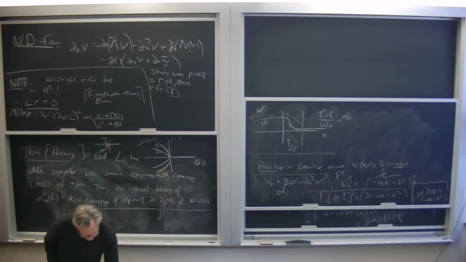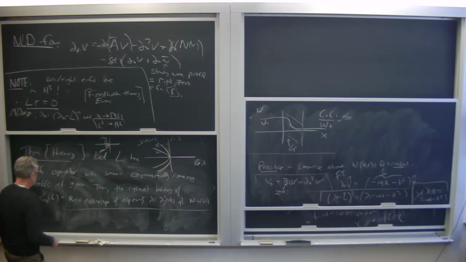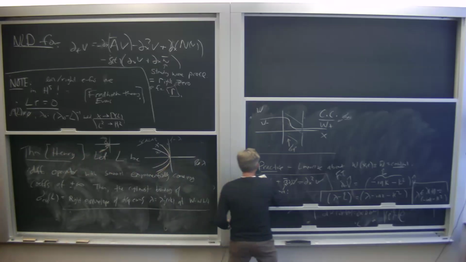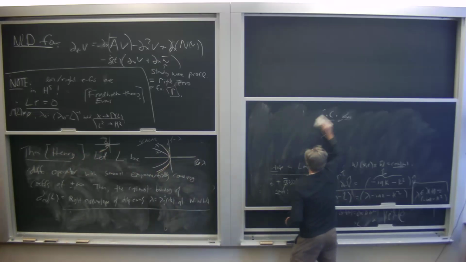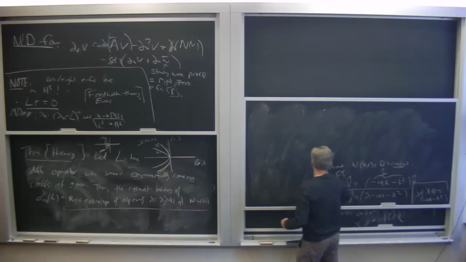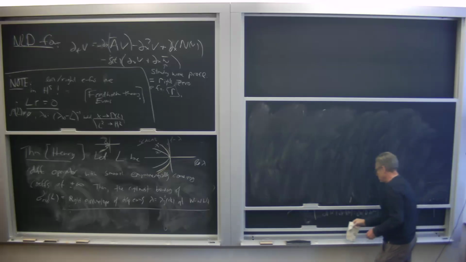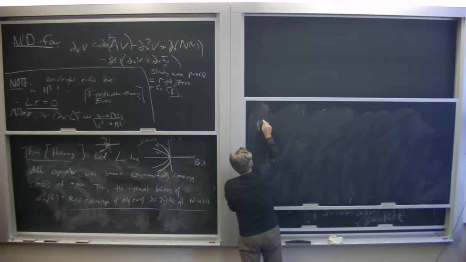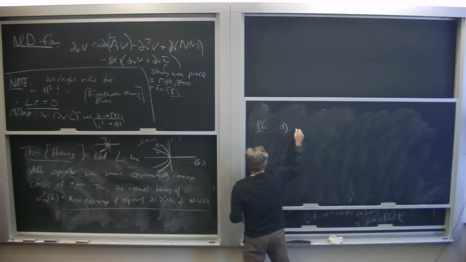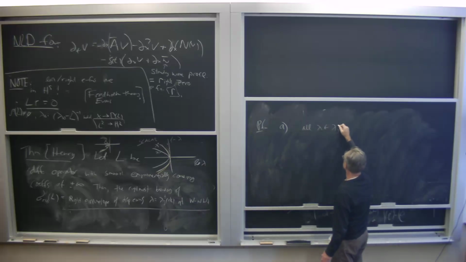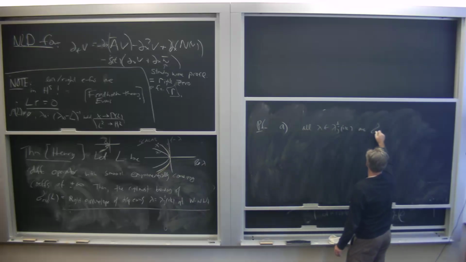Okay, so the proof. We'll prove the first part. I claim there are two parts here. I claim that all lambda in any of these dispersion curves are in the essential spectrum.